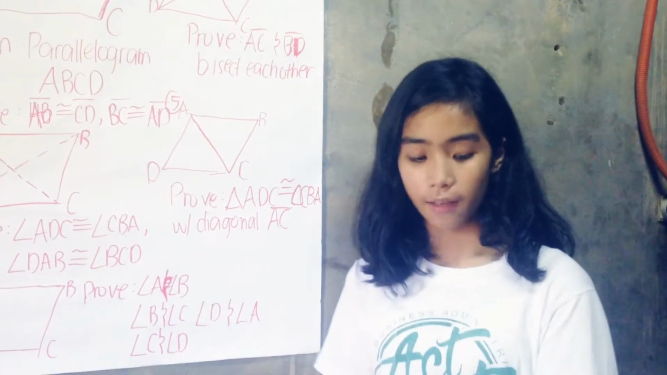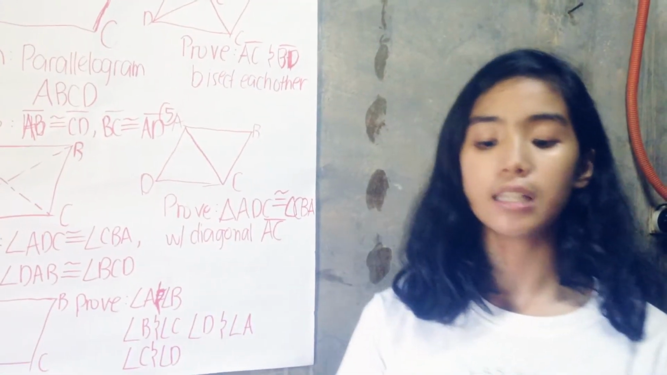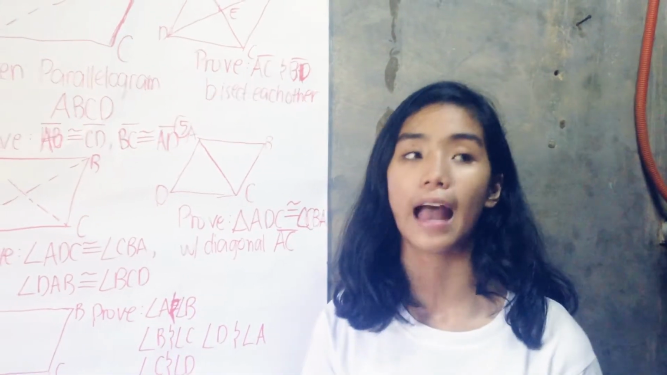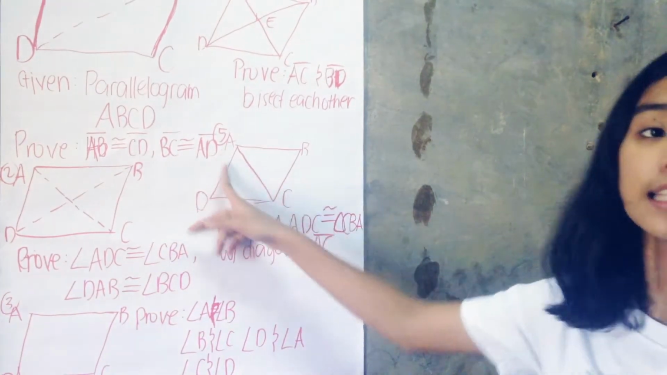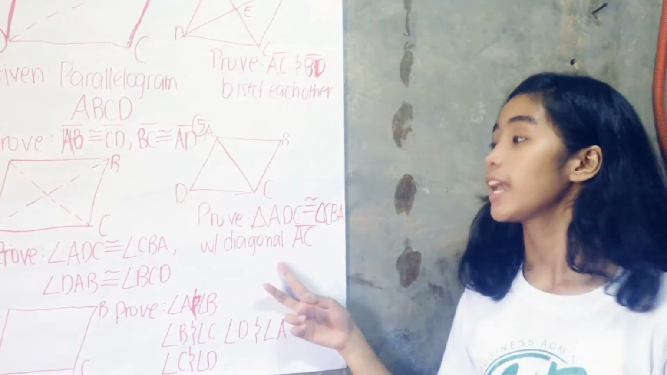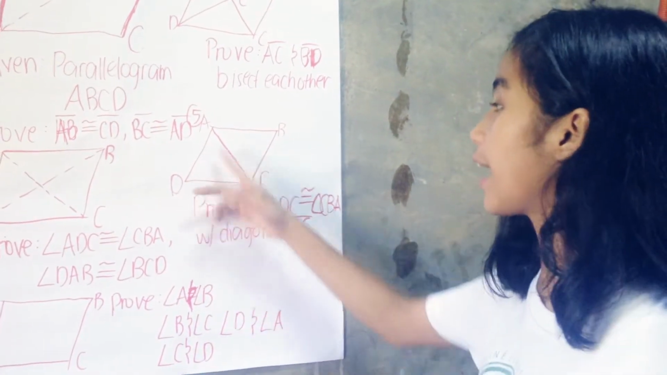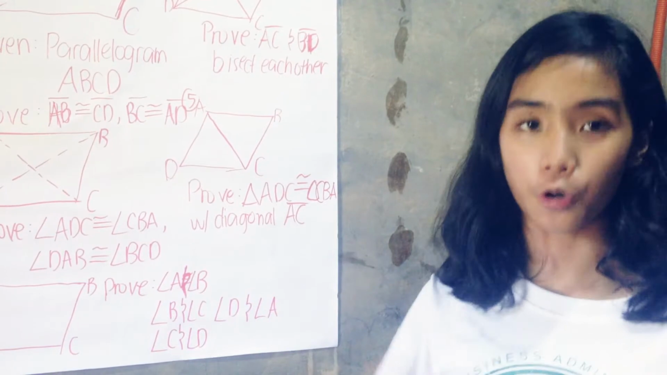Parallelogram property 5. A diagonal of a parallelogram divides the parallelogram into two congruent triangles. The diagonal here is AC. Because of the diagonal AC, it will make triangle ADC and triangle CBA, which are congruent triangles.